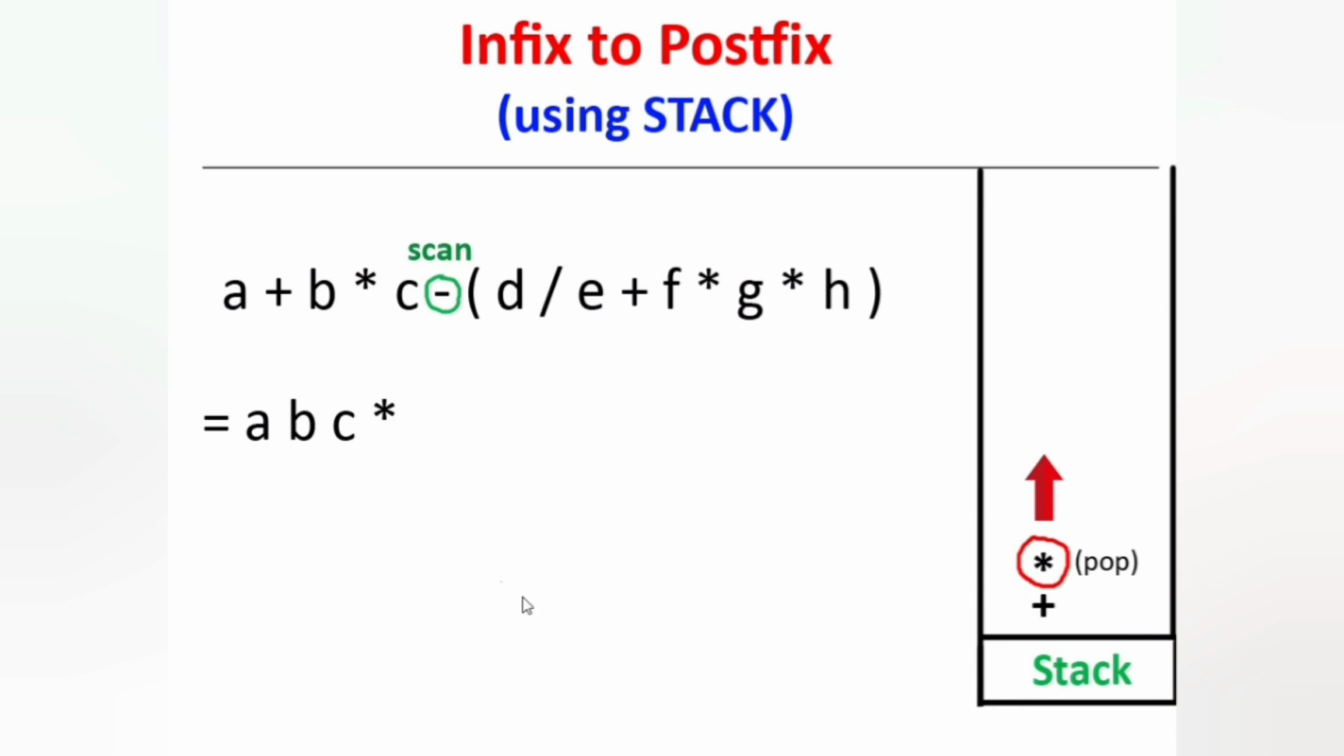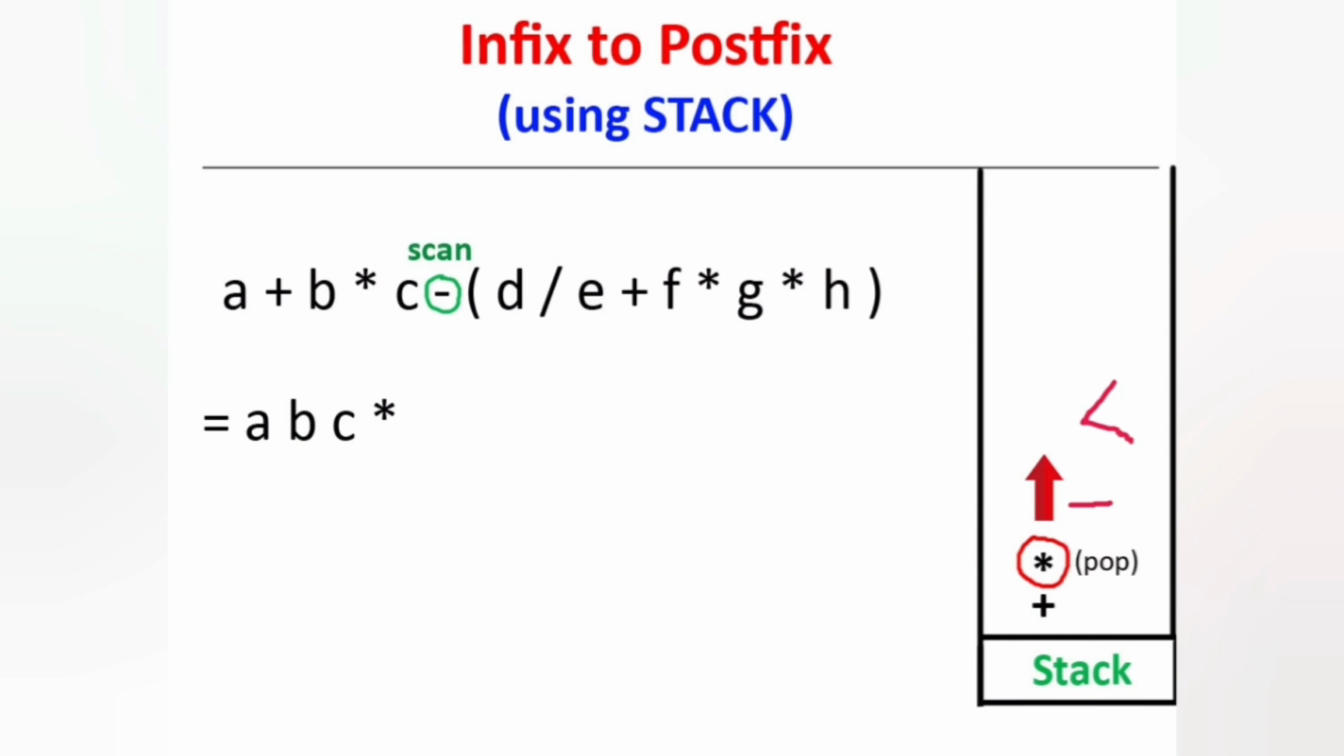Now minus is supposed to be pushed in. But at the time of pushing into the stack, the minus sees that multiplication, the asterisk operator, is already placed at the top. So on top of the multiplication, minus will not be pushed in. Why? Because minus has the lowest priority, compared to the one already at the top.